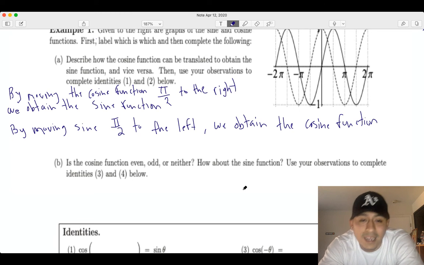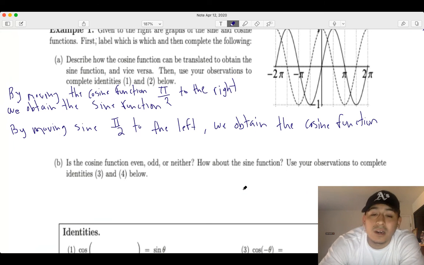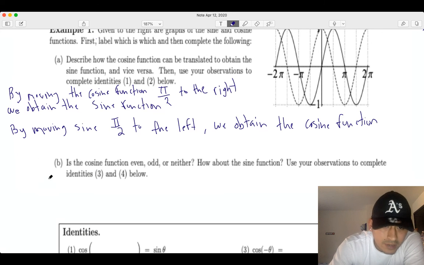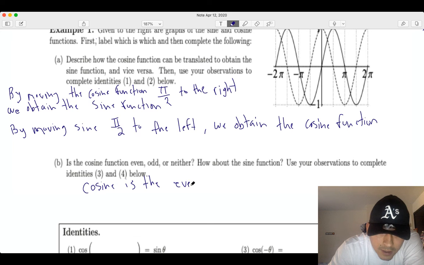Nice. Hopefully you guys picked that. If a function is even, it must be symmetrical about the y-axis. And if a function is odd, it must be symmetrical about the origin. For the cosine function, we can see that it is symmetrical about the y-axis. So cosine is the even function. That must mean that sine is our odd function. Sine is the odd function.